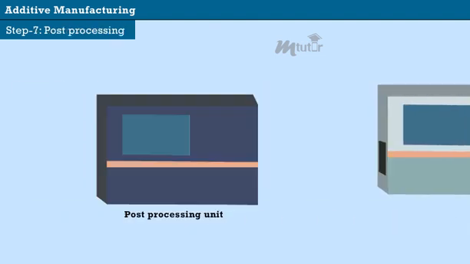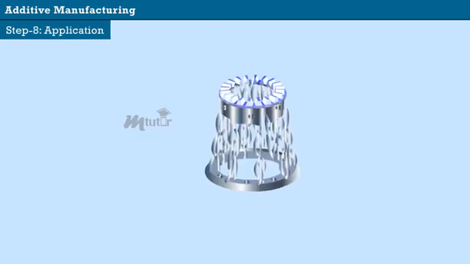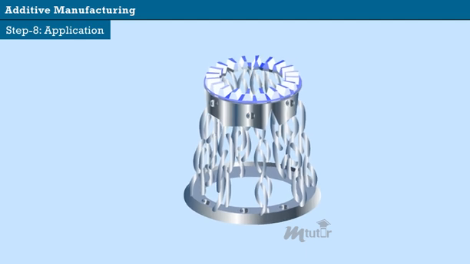Step 7. Post-processing. Once the parts are removed from the machine, they need to be cleaned up before they are ready to use. Step 8. Application. Parts created are now ready and acceptable for usage.